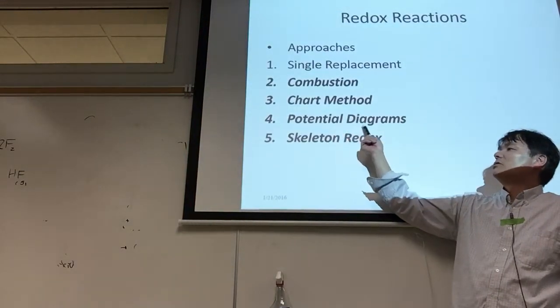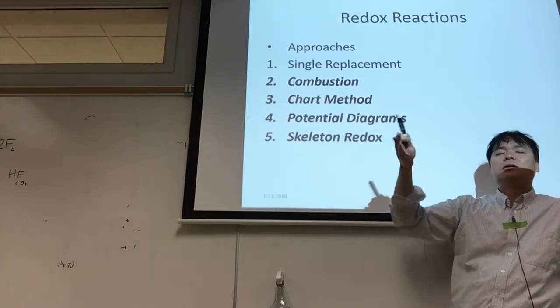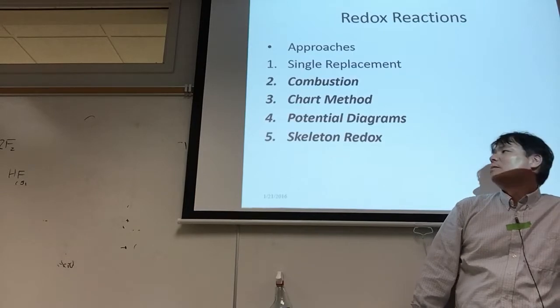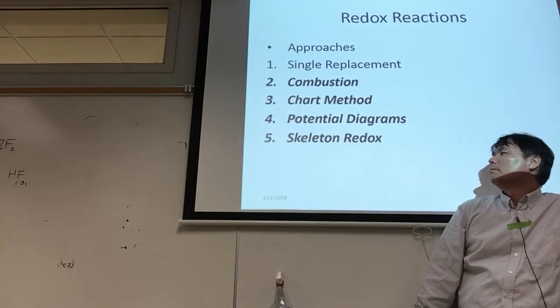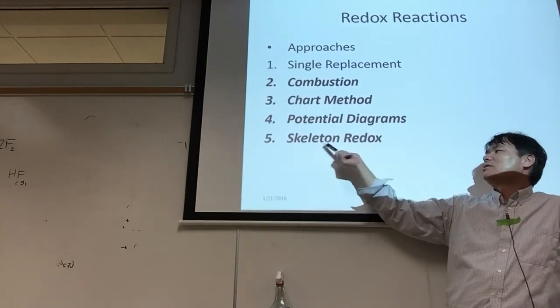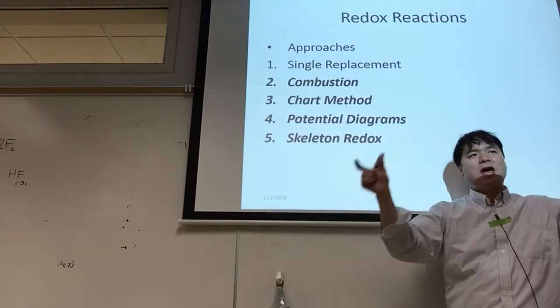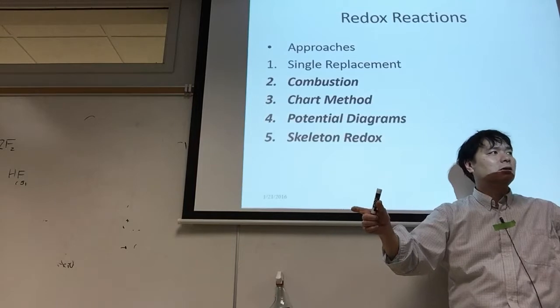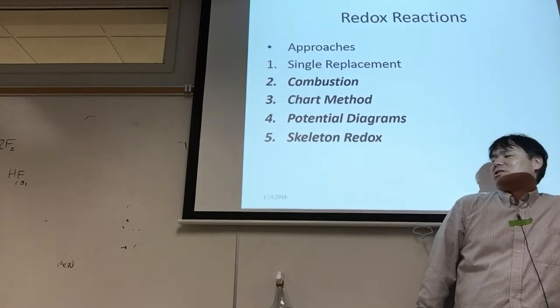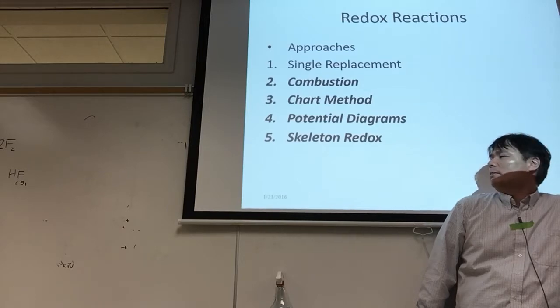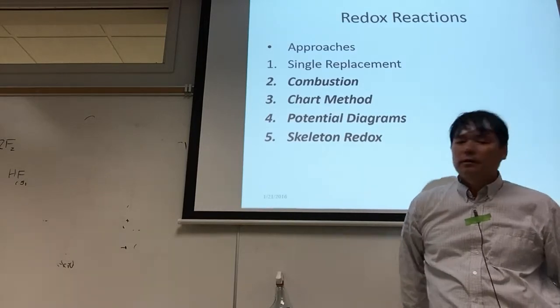We have things called potential diagrams. Potential diagrams tell us, when there are a mixture of things possible, what should be most likely thermodynamically. And then we have skeleton redox. Skeleton redox is something that you do in Chem 4, Chem 1A. It's where you split things into half reactions and balance the oxygens, the hydrogens, the electrons, right? That kind of thing.